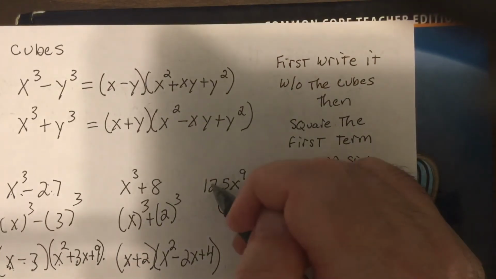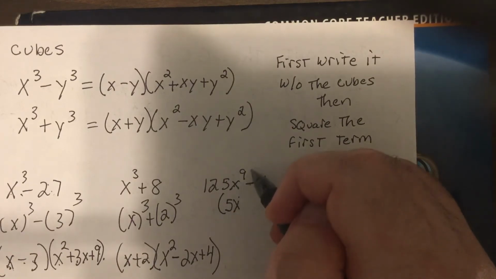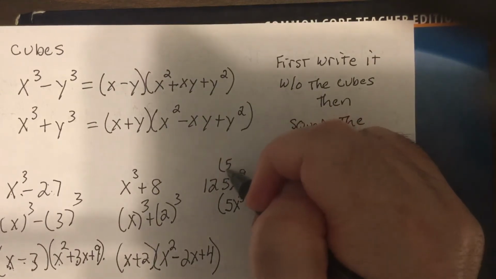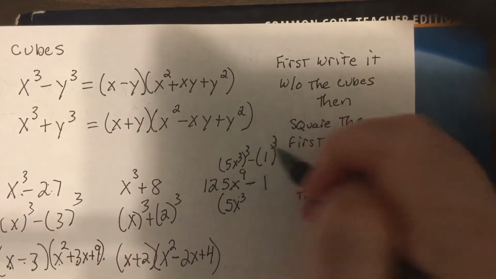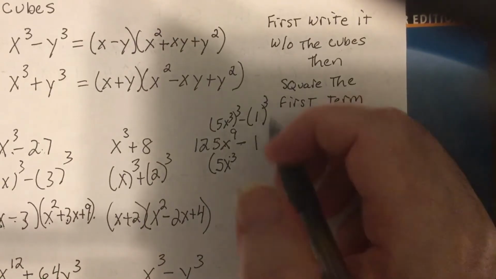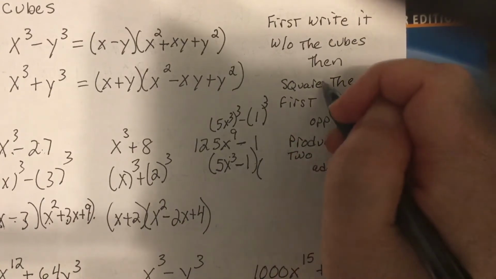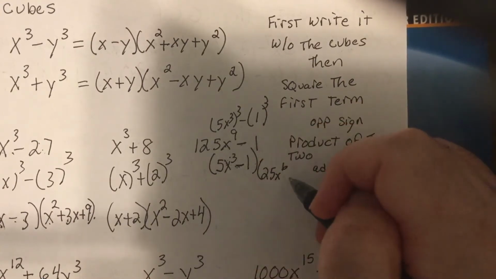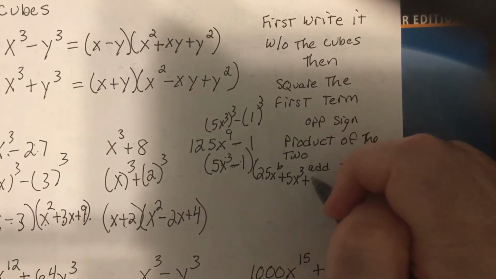So, what are you cubing here? Well, 125, that's 5 cubed. Remember when you have a base raised to a power, you multiply. So that would be x cubed cubed. So that'd be 5x cubed. Then we're cubing 1. So first, write it without the cube. So it'd be 5x cubed minus 1. Then square the first term. So it'd be 25x to the 6. Opposite sign. Product of the 2. So it'd be 5x cubed. Add the square. 1 squared is 1.